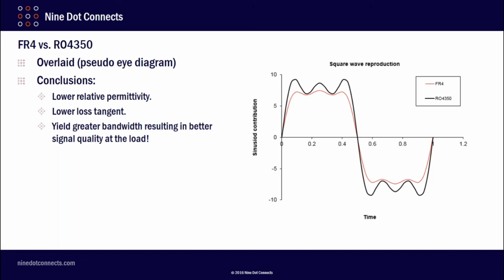The greater bandwidth is what we're after here. So when people talk about, well, my trace or my board material doesn't have sufficient bandwidth, this is what they're referring to: you're attenuating too much of those higher frequencies.